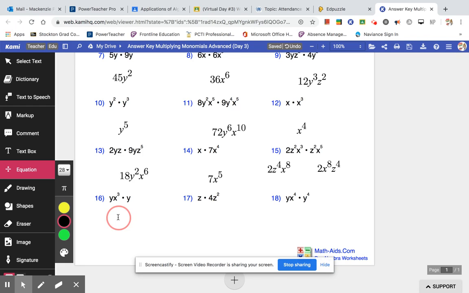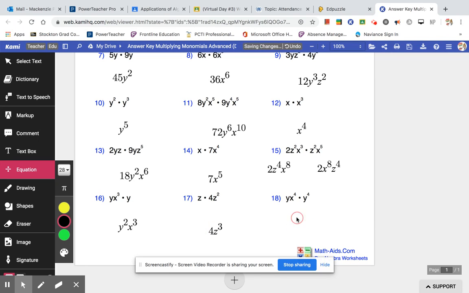Last row here, we have y x cubed times y. So there's no coefficient, so I go right to my base. And again, at this point, we should be getting the idea that both of these y's have a 1. So if I add them together, it does become squared. Nothing to add the x cubed with, so I keep it the way it is. 17, we do have a coefficient, but there's nothing to multiply it with, so we keep the 4. And then my base is z. We add the 1 and the 2, and that does become to the 3rd power.